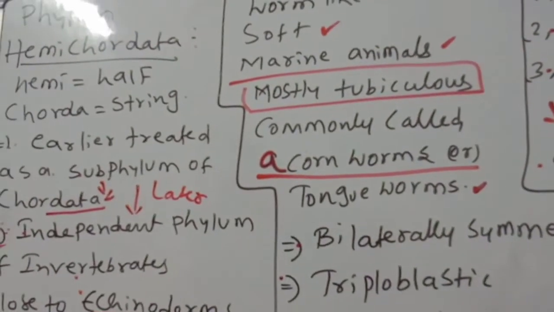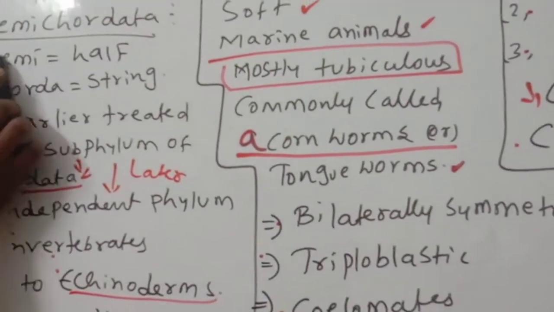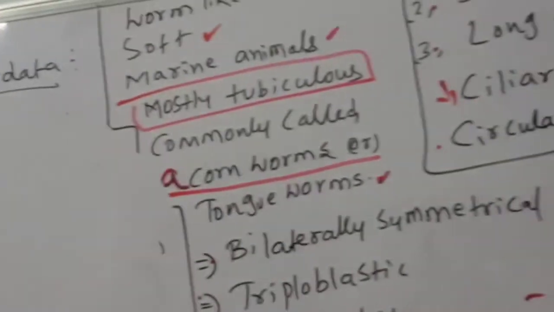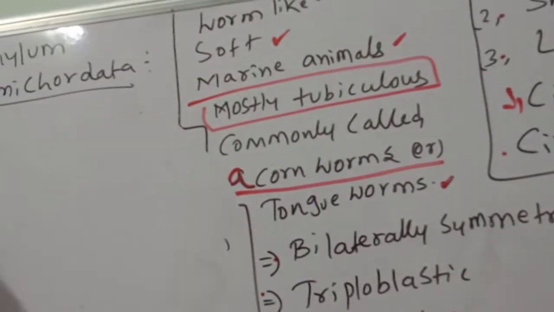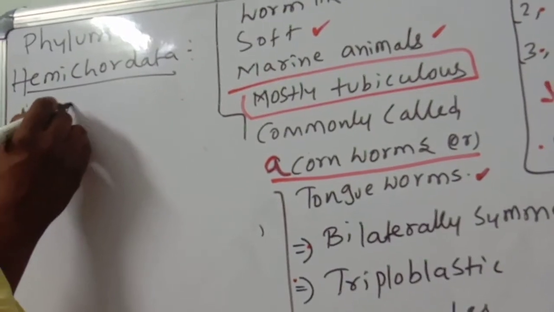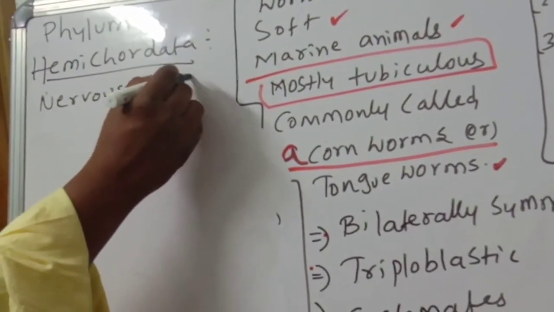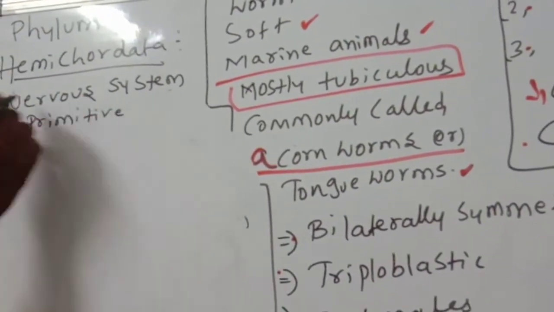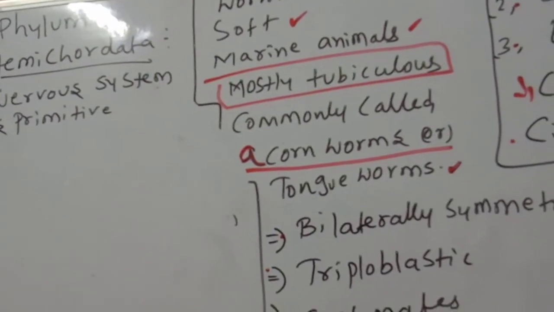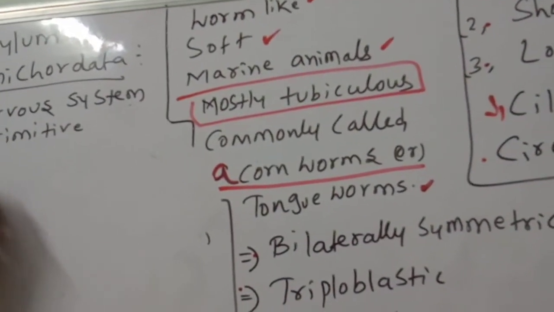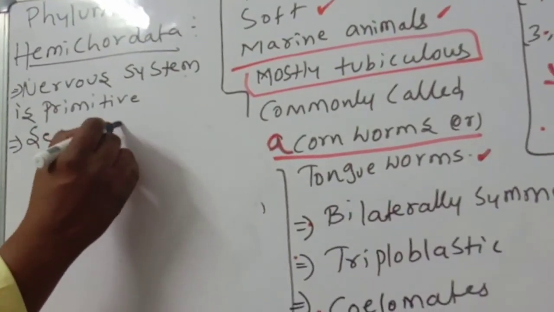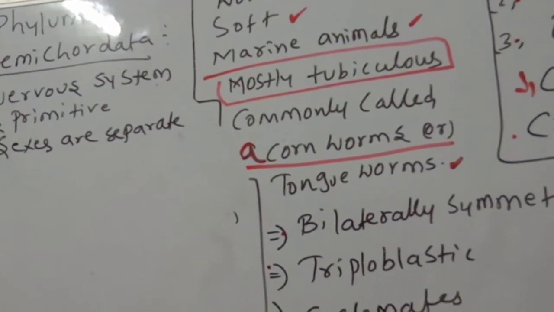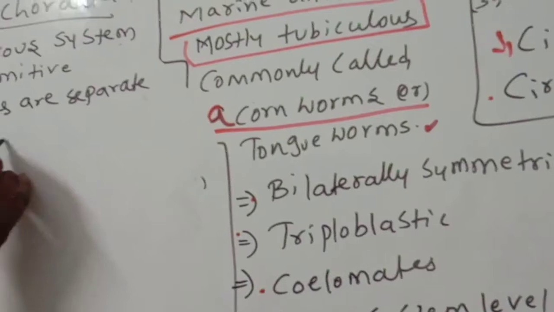Okay children, the last points we have to discuss in this phylum. Observe very carefully. The nervous system is primitive, not that much developed. This is a point you should remember. Sexes are separate, meaning males and females are separate, and they exhibit sexual mode of reproduction.